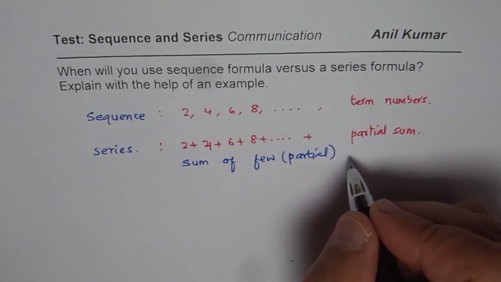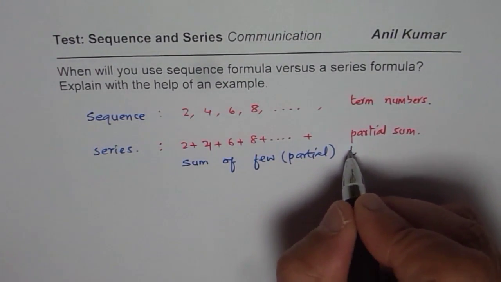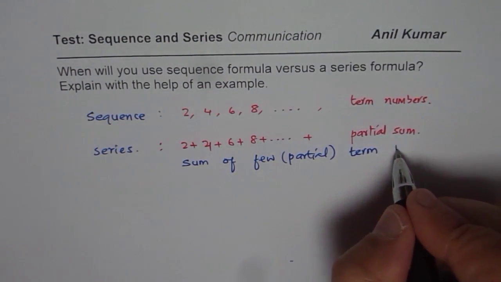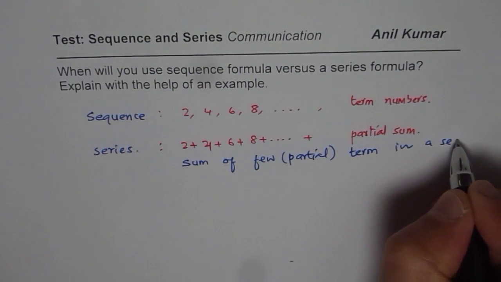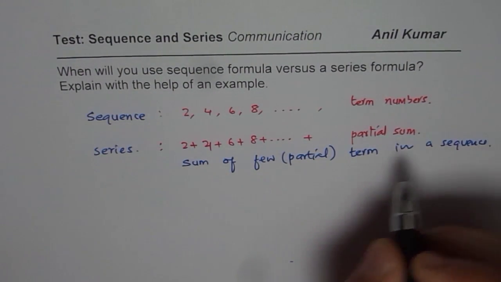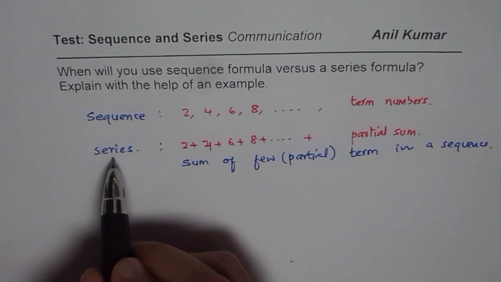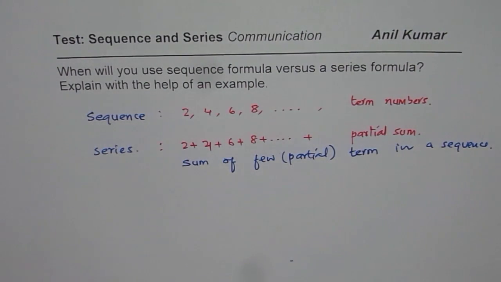Few, partial. If I use partial, then I can't use terms. Few terms, so it's kind of mix and match. Sum of few terms in a sequence. So whenever you're talking about sum of few terms, you're referring to a series. But when you're talking about the terms themselves, then you're referring to a sequence.